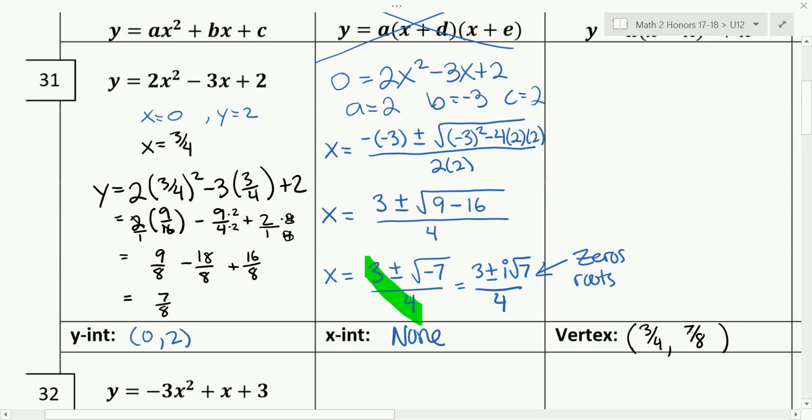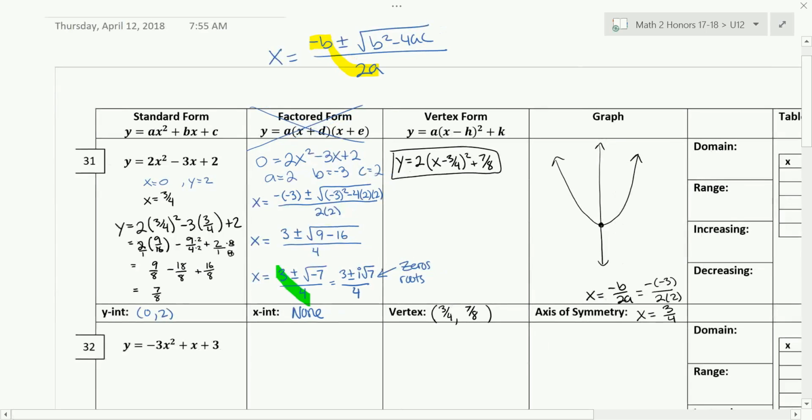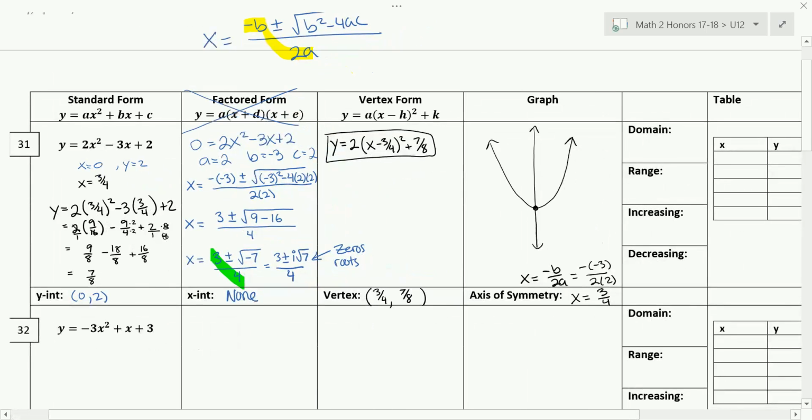So then, write your vertex form. What would it be? Y equals 2. Where's the 2 coming from? That's A. And then X, keep going, minus 3/4 squared, 7/8. And normally I would make you find more pieces, but it's a lot of work just to get there.